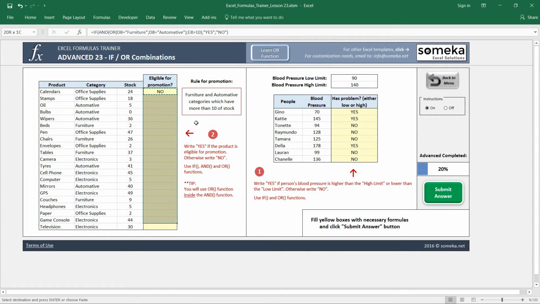So I just copy and paste my formula. And yes, we see this is automotive and stock higher than 10. You see, this is automotive, but not stock higher than 10, so this is not eligible for promotion. So this should be okay now. Let's check our results.